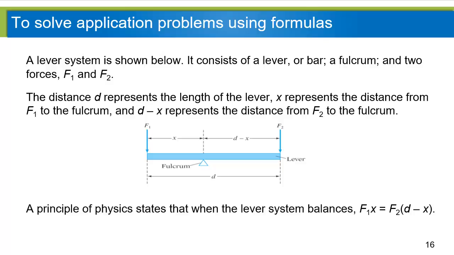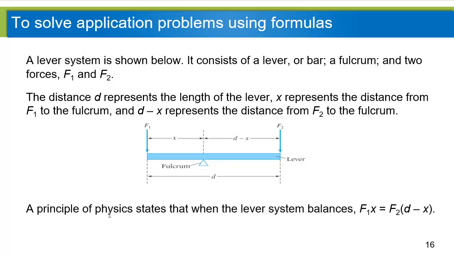And if that picture wasn't given to you guys, the very first thing you should do is draw that picture and label everything they tell you. And your picture should look basically like that, right? You've got the d for the total distance, x going from F1 to the fulcrum, being the little pivot point, and then you can figure out this distance obviously is d minus x.